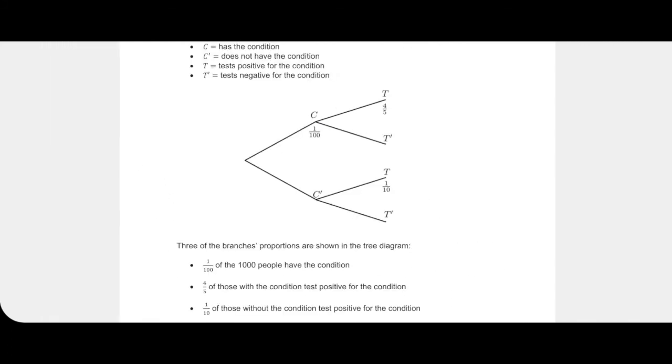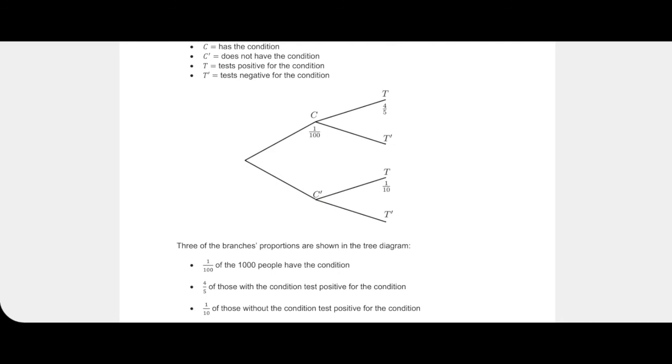So, if 1 in 100 people have the condition, then in 1,000 people, 10 people will have the condition. Of these 10 people with the condition, 4/5 will test positive for it. Therefore, 8 out of 10 people with the condition will test positively for the condition. Of 990 people without the condition, 10% will test positive for the condition. Therefore, 99 people without the condition will test positive for it. Thus, in total, there will be 8 plus 99, so 107 people testing positive for this condition.